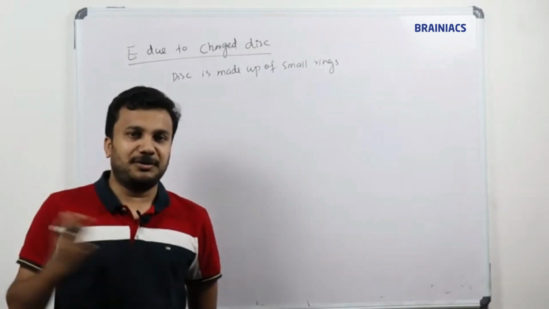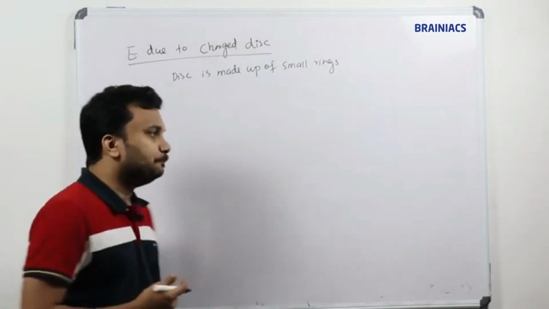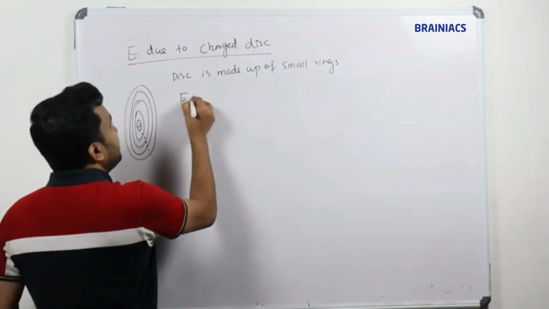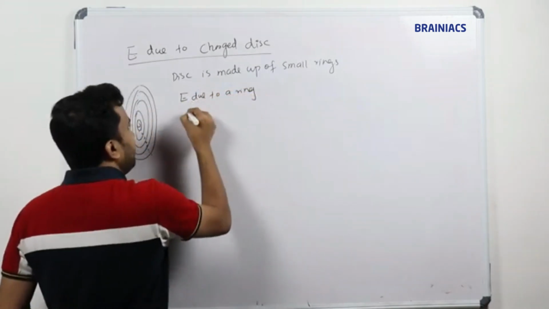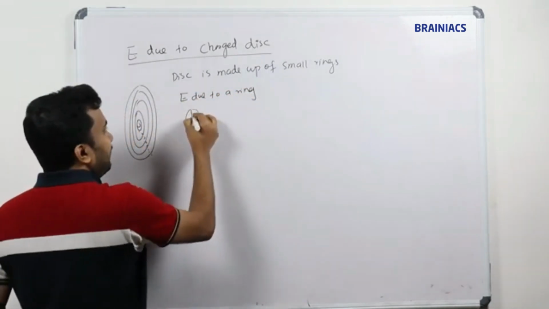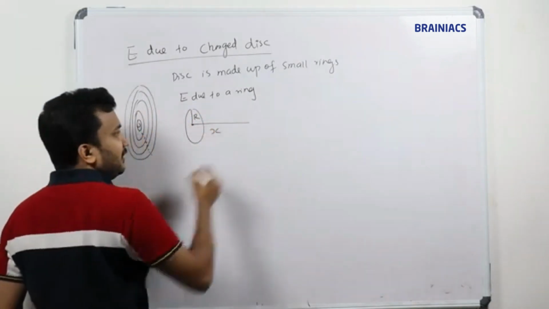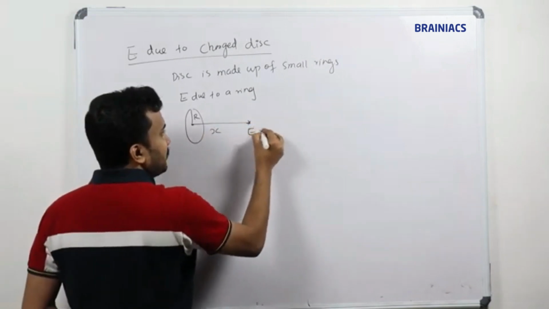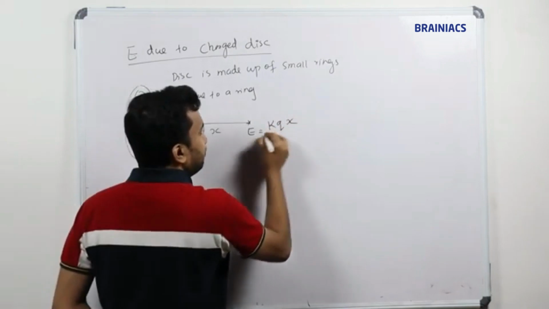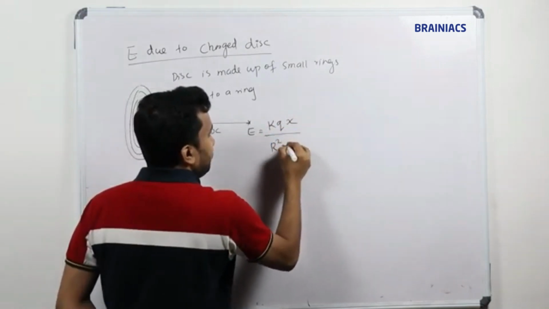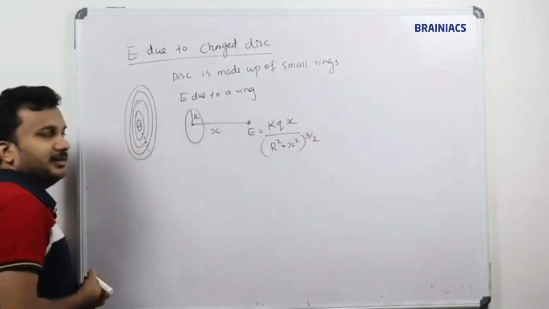You can refer to your notebook. If you are listening to my videos and writing the notebooks, you can see the electric field intensity due to a ring. This we have learned. If you have a ring of radius r, at a distance of x meter from the center, the electric field intensity at this point will be KQx divided by (r square plus x square) whole power 3 by 2. This formula we already derived.